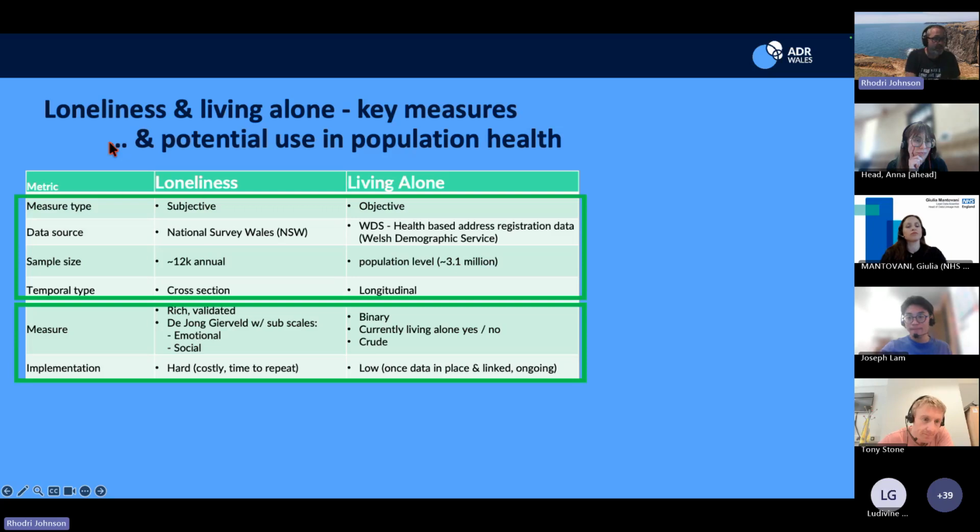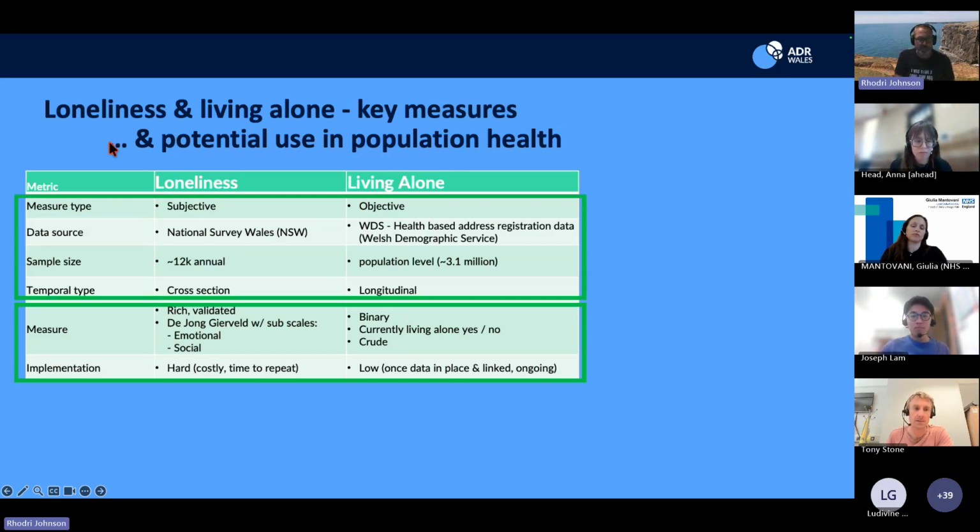The actual measure used from the National Survey of Wales is rich, validated, and has been used in many studies. It's the De Jong Gierveld scale with subscales of emotional and social loneliness and overall, whereas the living alone measure we can create with the data in SAIL is binary. Are you living alone? Yes or no? At a point in time, but it's crude.